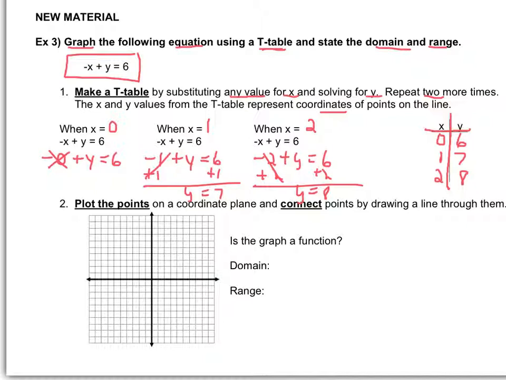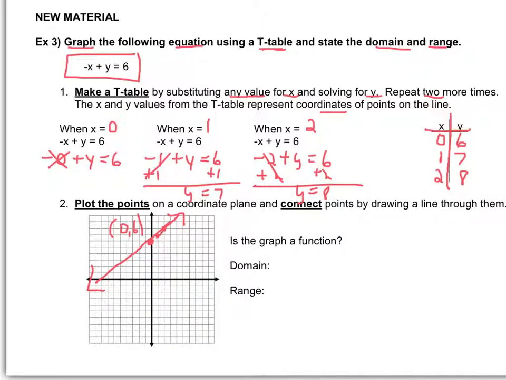Alright, so remember our initial instructions were to graph the equation using a t-table. So we did that. We haven't graphed it yet, but we have a t-table. So now we can graph the equation, and then we're going to state the domain and the range. So I'm going to pause this, and then you can graph yours. I'll graph mine. All right, so here is 0, 6. There's 1, 7. There's 2, 8. I'm not going to write them all out. So I'm graphing, connecting the dots. Not a very pretty line, but that's okay.